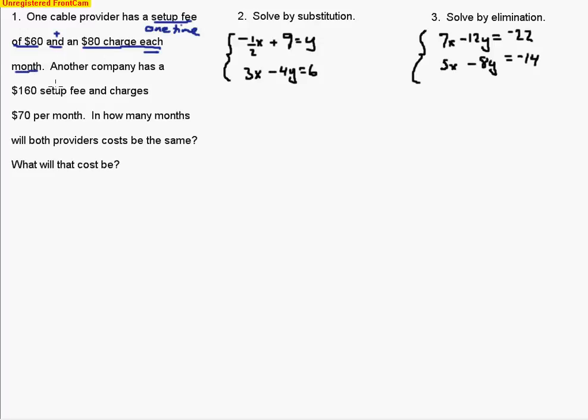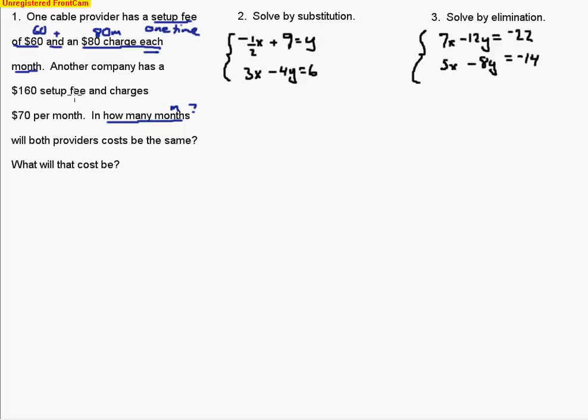Let's go into the question real quick. In how many months? Yes, that's the question. We're trying to find out the number of months. I don't know the number of months, so we're going to use the variable m. So each month tells us that this is our variable amount. It's going to be 80m. And then we're also going to add on that $60.